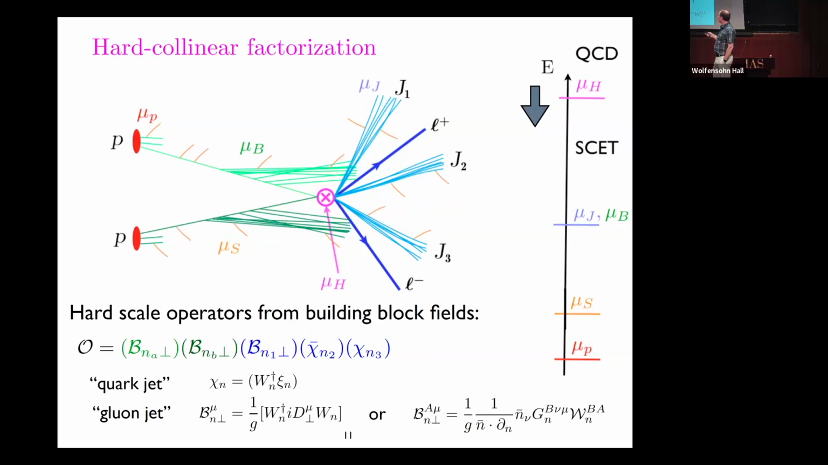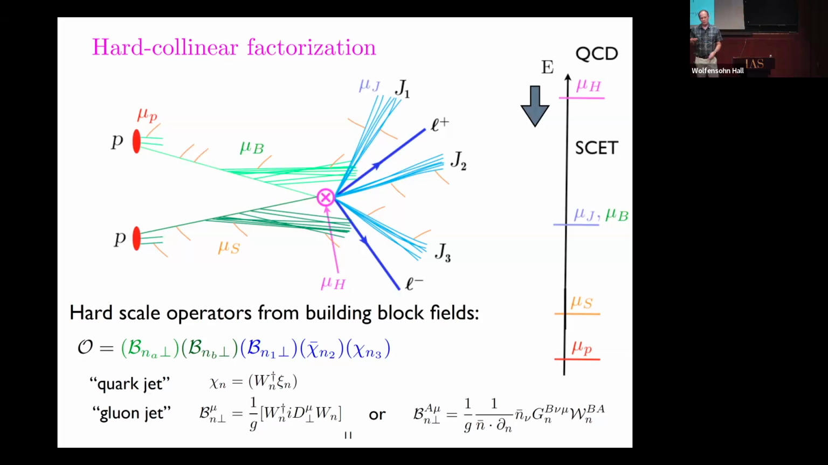So let's imagine in this process that we have two gluons coming in, and maybe one of these jets here is produced by a gluon, and two of them are produced by quarks. We would have some building block fields that we design our operators out of. And there's a pretty minimal basis of building block fields. So there's what's called a quark jet function, which is a quark field attached to a Wilson line, or a gluon jet function, a gluon jet field, which is an analog of this, except you have a field strength attached to an adjoint Wilson line. And these are the fundamental building blocks of SCET.